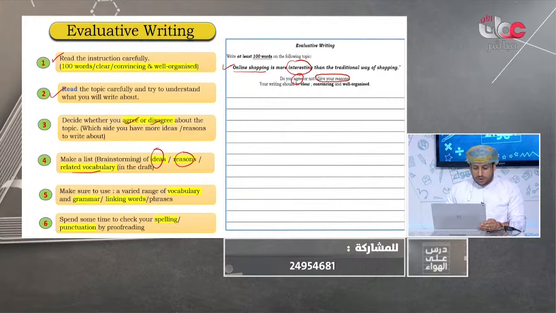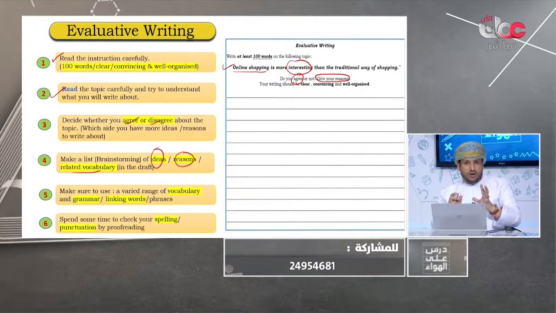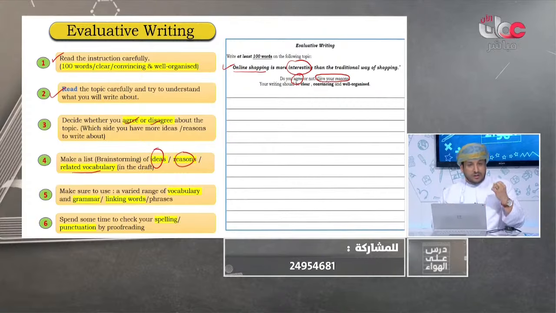Number 5, make sure you use a varied range of vocabulary. This is very important. Students who use a wide range of vocabulary, their marks will be high. And try to use different grammatical structures. Don't stick only to the present simple or the past. Try to use a mixture of grammatical structures, even the future tense. Try to use linking words. What do you mean by linking words? Those words and phrases that you use to link sentences and phrases.